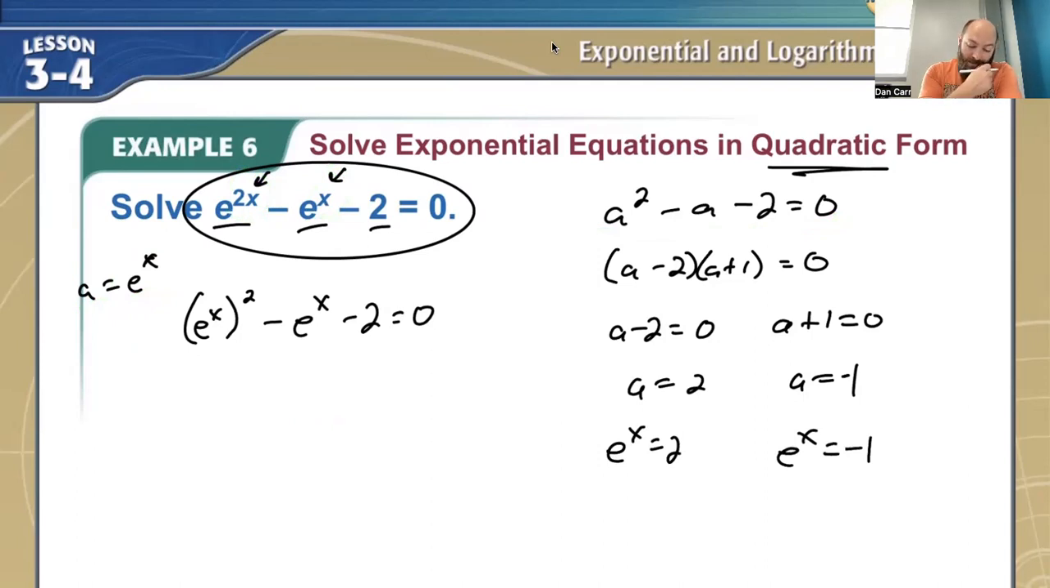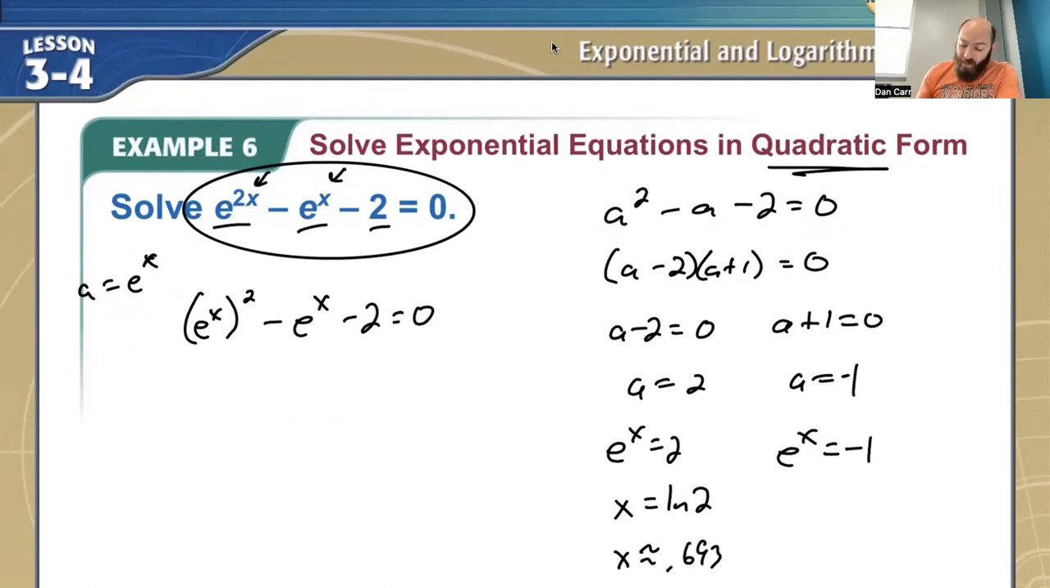For here, to solve for x, I'm going to put it into its logarithmic form. e to the x equals 2 is the same as saying x is equal to the natural log of 2. So we're taking the natural log there. I plug that in my calculator, and I get approximately 0.693.